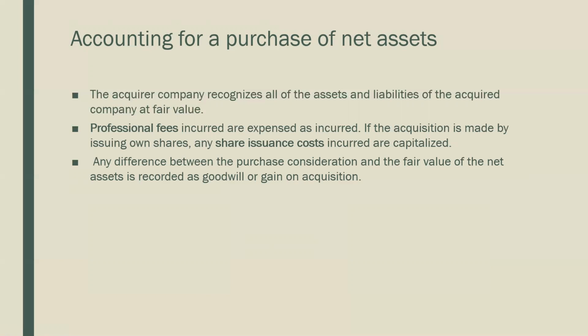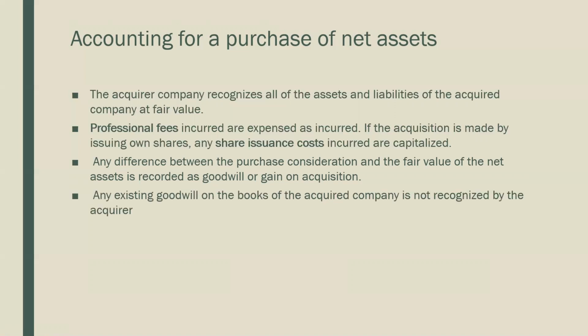Any difference between the purchase consideration and the fair value of the net assets is recorded as goodwill. If the purchase consideration is more than the fair value of the net assets, the difference is recorded as goodwill. If the fair value of the net assets is greater than the purchase consideration, then the difference is recorded as a gain on acquisition. Thing to keep in mind is if there's any existing goodwill on the books of the acquired company, it is not recognized by the acquirer. So any pre-existing goodwill is excluded from the transaction.